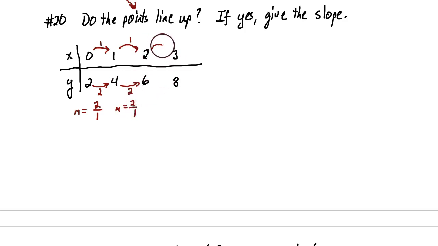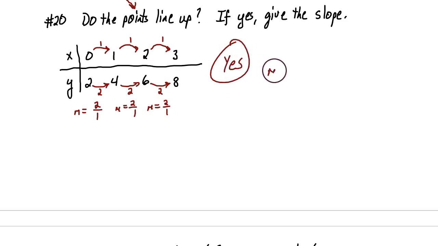Let's compare from here to here. That changes by 1 and that changes by 2. So that's the rate, 2 over 1. We got the same rate every time, so the answer is yes. These points line up in a straight line. And we found that the slope was 2 over 1, or simply 2.